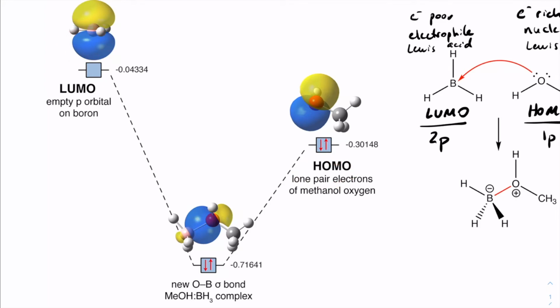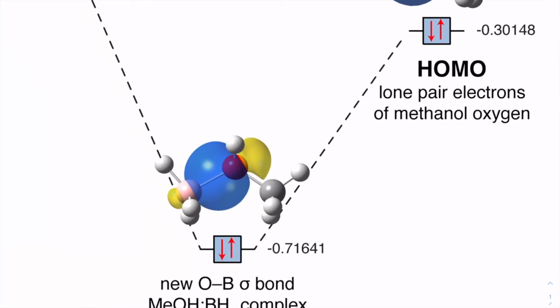And the new bond we get looks exactly like you would expect if we took the blue lobe on methanol and overlapped it with the blue lobe on the empty p orbital on boron to make a new sigma bond. And that sigma bond looks exactly like we would expect just from overlapping a p orbital on one atom with an sp orbital on the other atom in phase. So hopefully this demonstrates we're not just making stuff up. This is what the math actually tells us.